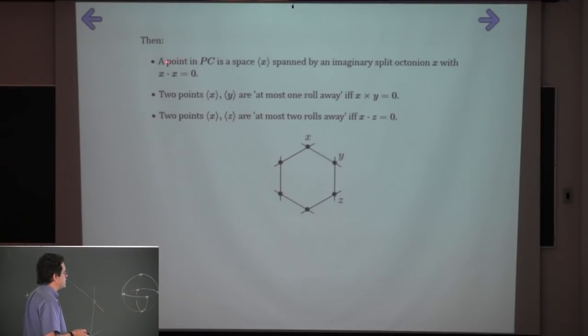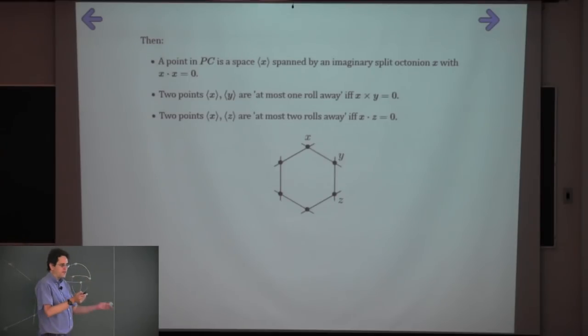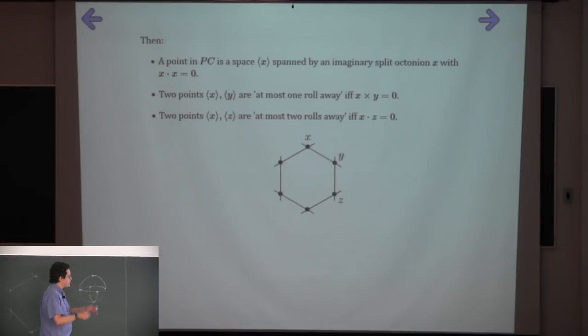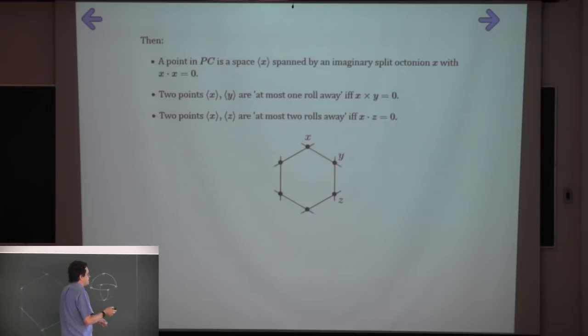So a point in the projective light cone, remember what that means. It's a 1-dimensional subspace of the imaginary split octonions that is spanned by an imaginary split octonion where the quadratic form vanishes. Well, that quadratic form really just comes from the dot product. It's x dot x. So there'll be some vectors whose dot product with themselves vanishes, and any one of them will span one of these light-like rays, that is, a point in the projectivized light cone.